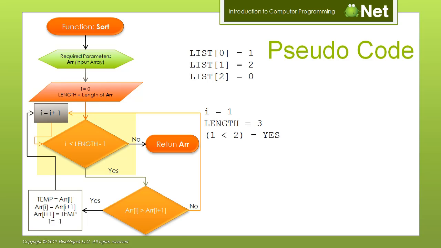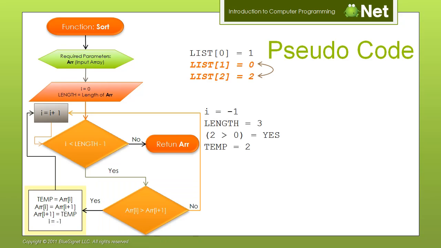We come back into the decision structure. You can see how this loop is forming. Now I equals 1, length still equals 3. Is I less than 2? Yes. Okay, let's fall to the next condition. Basically we're saying we have not reached the end of the list. In this condition, is the current value greater than the next value? The answer now is yes, because you can see that 2 is greater than 0.